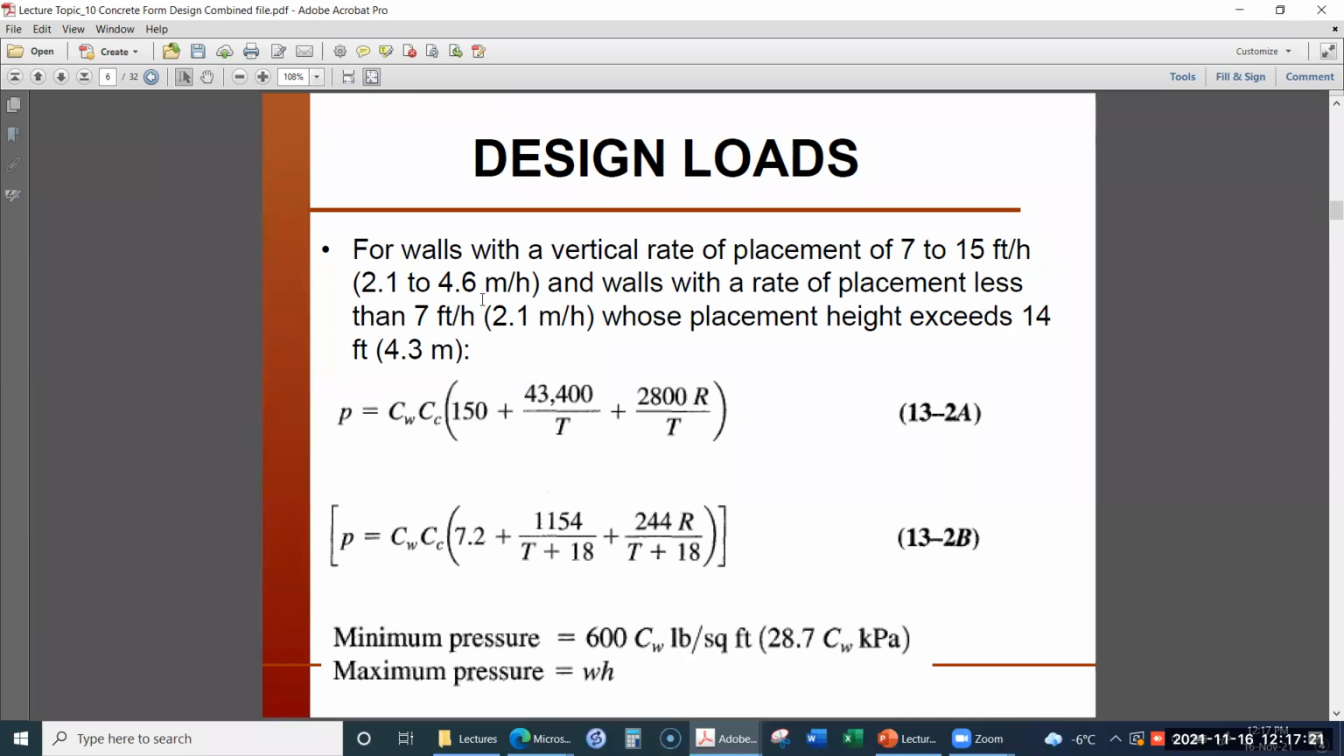And if the placement rate is not higher than 2.1 meter per hour, but the height is higher than 4.3 meter, then we can use this equation. In those situations, as you can see, the lateral pressure is going to be increased because either the height is increasing or the placement rate is increasing.